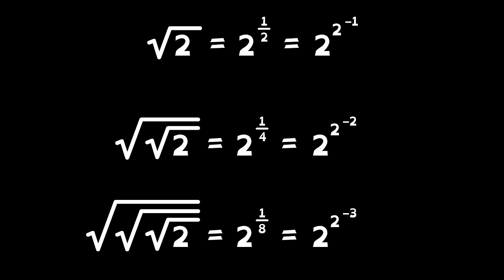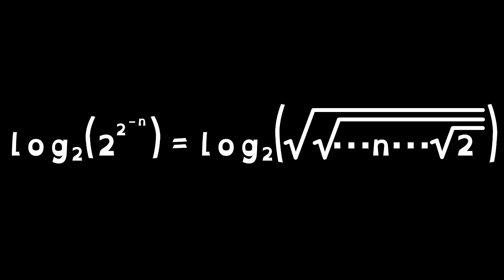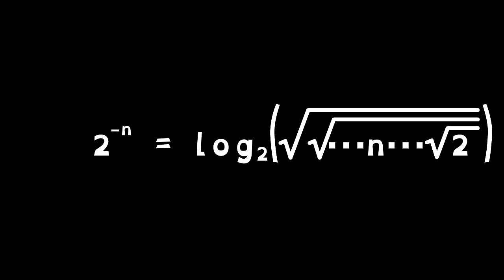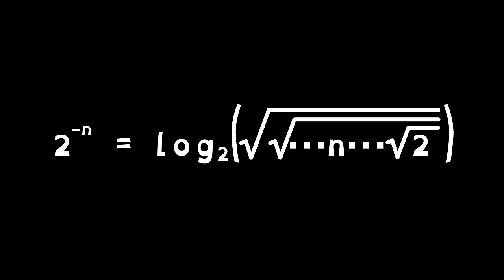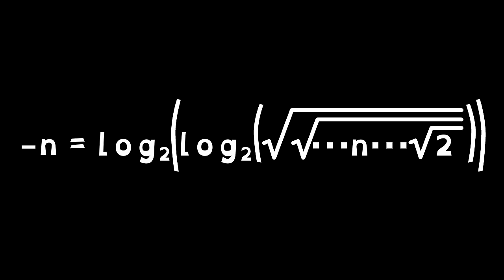Look at what happens when you apply the square root to 2 over and over. You get a sequence of 2 to the 2 to some negative number. If the square root is applied n times, then you get 2 to the 2 to the negative n. If you now take the log base 2 of both sides, you get 2 to the negative n. And if you apply another one, and then move the negative over, well, you get a general formula for any n using only the digit 2.